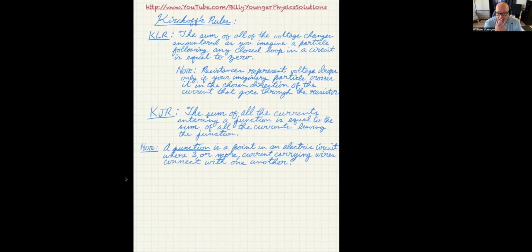So I'm giving you not only the Kirchhoff junction rule, but also explaining what a junction means. And I will remind you that the KLR statement, the Kirchhoff loop rule, is just a statement of conservation of energy because every voltage drop or increase is a change in energy, because a volt is the number of joules per coulomb and joules is a unit of energy. So the KLR is a conservation of energy consequence, and the KJR is a conservation of charge.